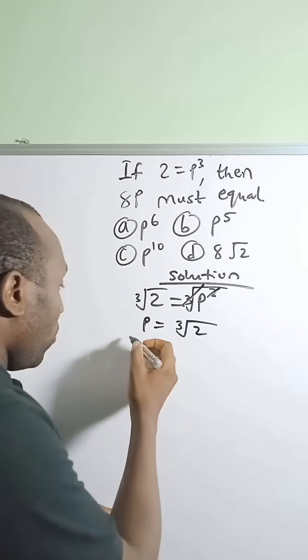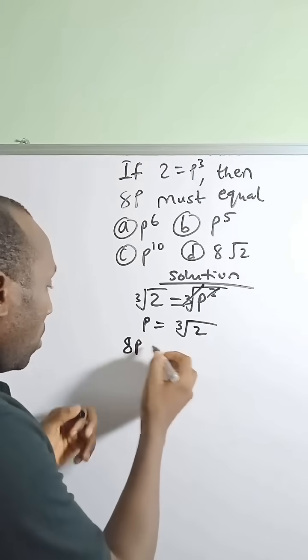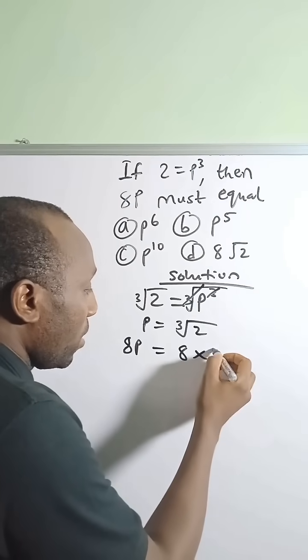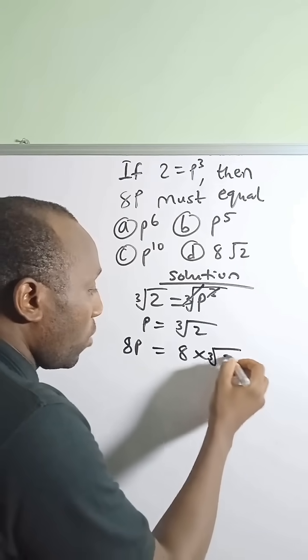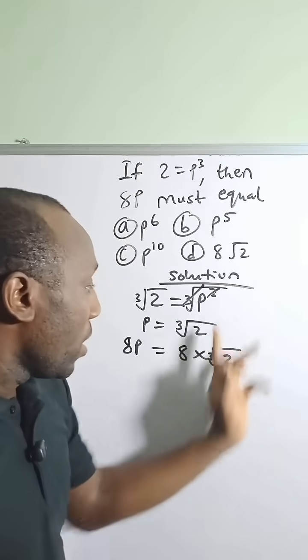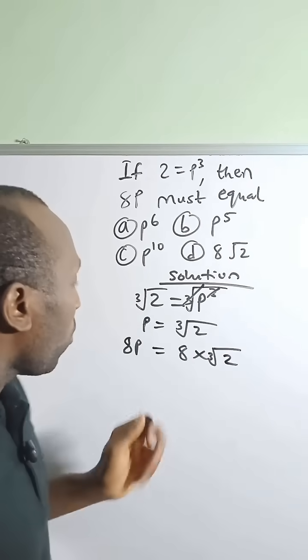So 8p will be, if you write 8p here, you also have to multiply this by 8. So that will be 8 times the cube root of 2. Let's check. Do we have it in the options? No, we don't. This and this are not the same. So what are we going to do now?